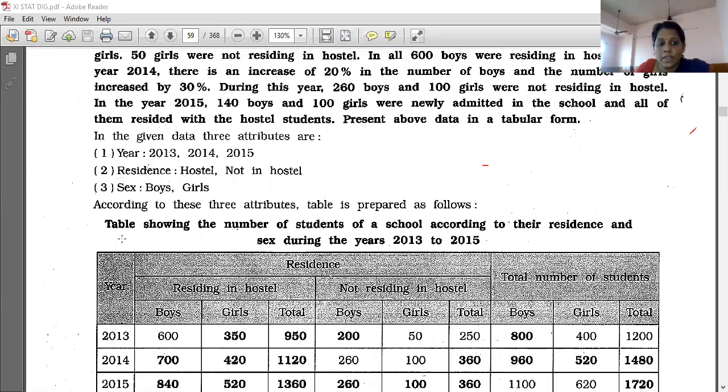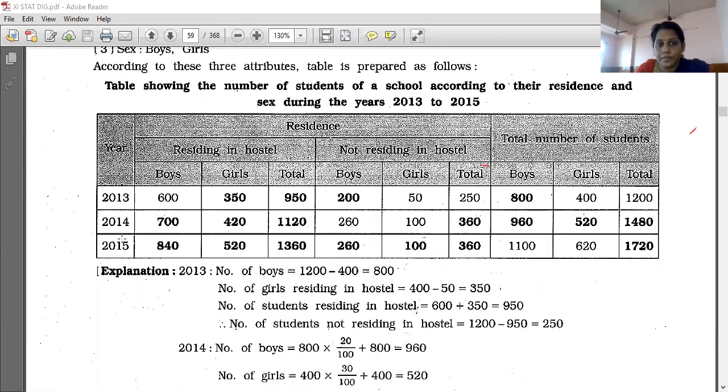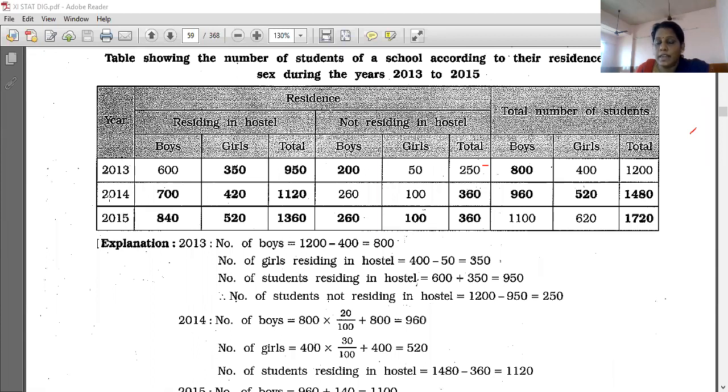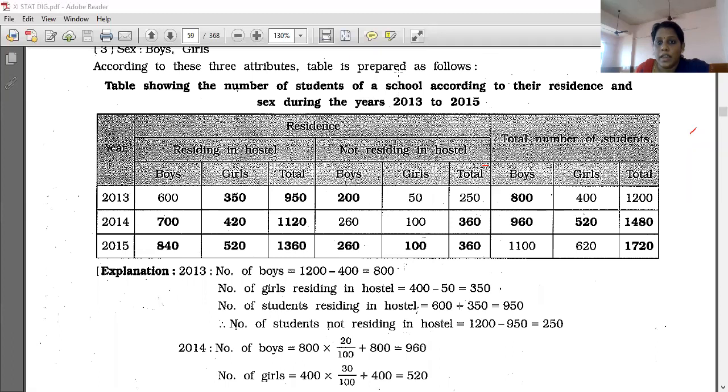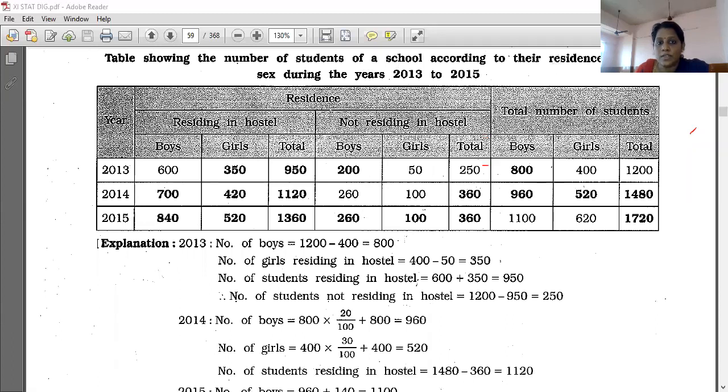Here you have to write the heading first. Table showing the number of students of a school according to the residence and sex during the year 2013 to 15. And here the first column is of year, then residence. Residence means residing in hostel and not residing in hostel. Then boys, gender also they have given. Like this, I told you, you can draw in this way also.